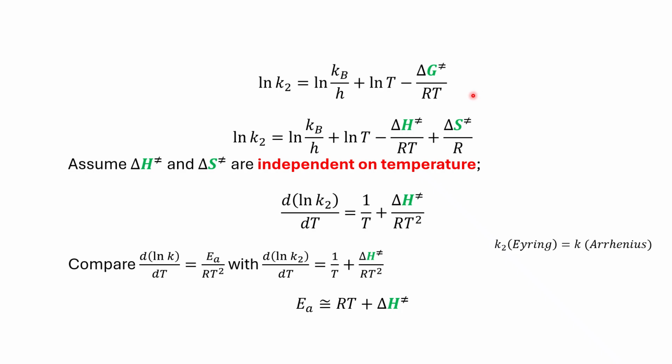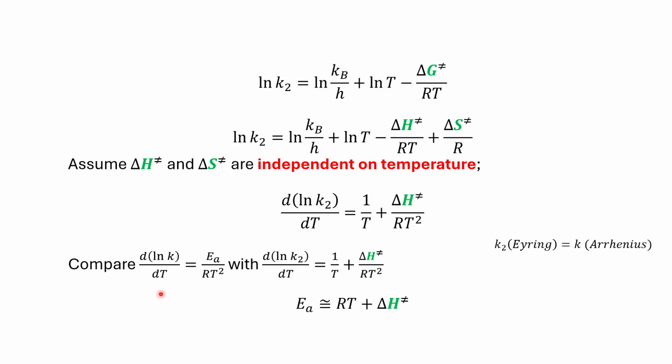After that, we relate it with the enthalpy and also the entropy. To proceed, we must assume that ΔH and ΔS are independent of temperature. Next, differentiating ln k2 with respect to T, we get these expressions.